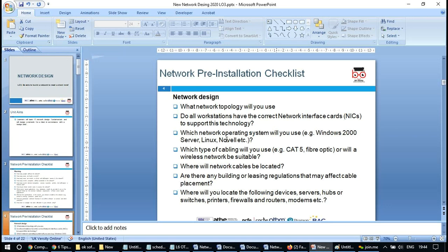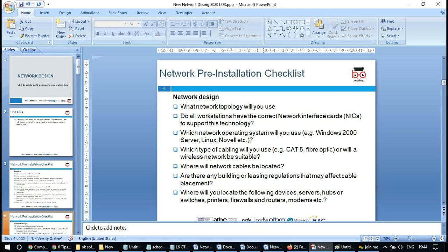And then where the network cabling would be located, maybe underground, maybe under the ducts, into the walls, maybe the roof, isn't it? It's a big installation exercise. And then, are there any building or leasing regulations that may affect the cable placements? Isn't it? Yes, yes, that can definitely be a problem.